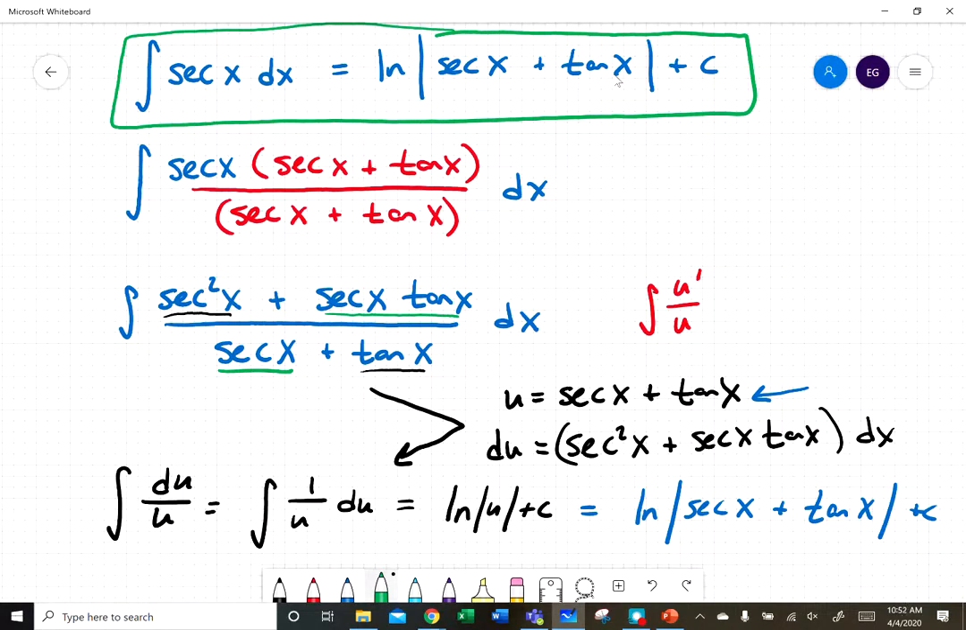Okay, if you want to look at the antiderivative of cosecant x, it's a similar trick. You could try that on your own. Just follow the same format and the same steps.